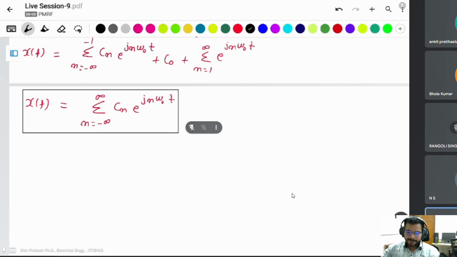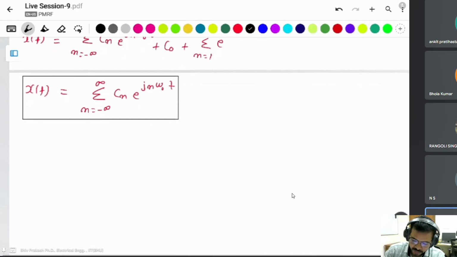Okay. In this system, there is an important thing: how will you calculate the coefficient cn? cn is known as the complex exponential Fourier series coefficient. Let's see the calculation of cn. How can you calculate it?